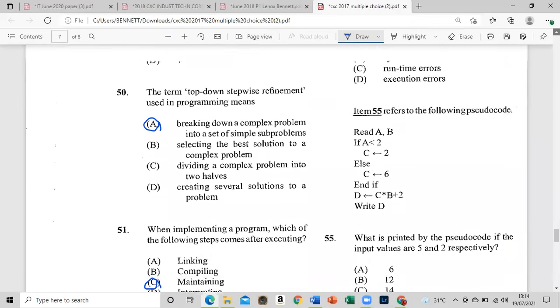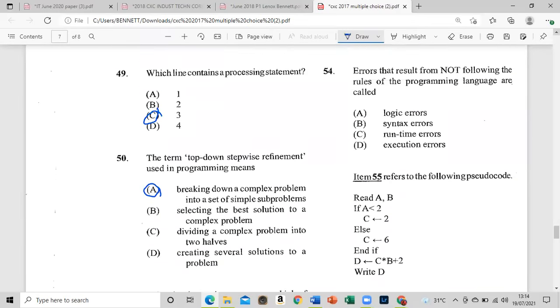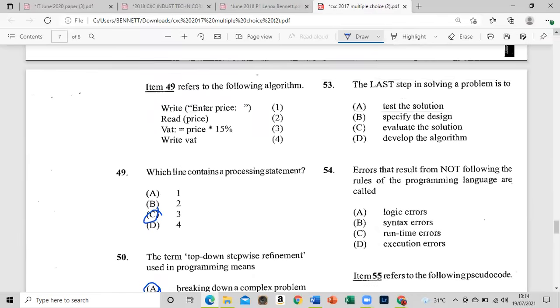I don't want this to pass an hour, guys, because I know you guys want to go and study. 53, the last step in solving a problem is to test the solution, specify the design, evaluate the solution, or develop an algorithm. Which is it? The last step.